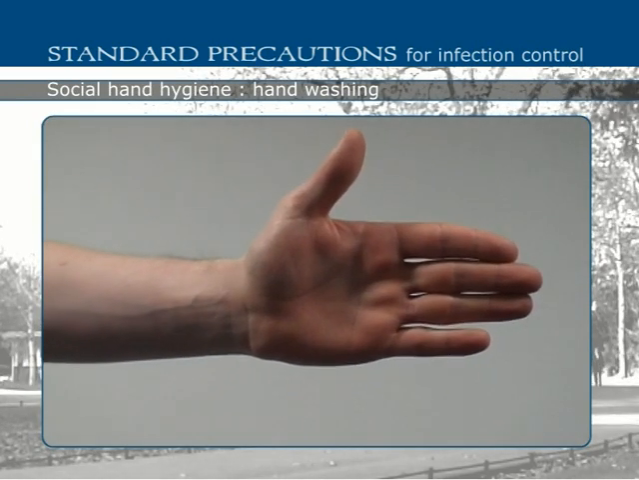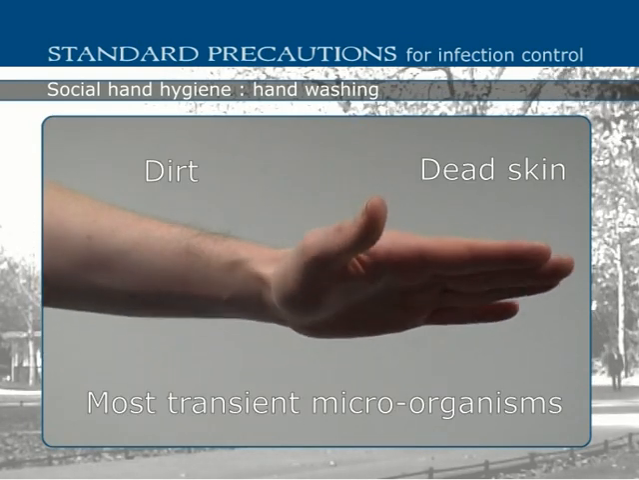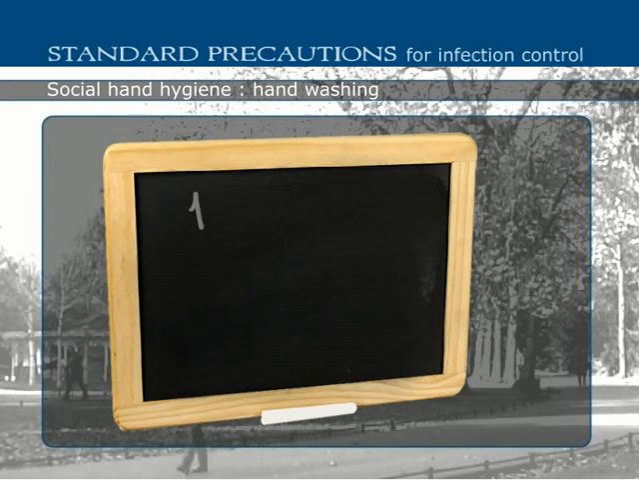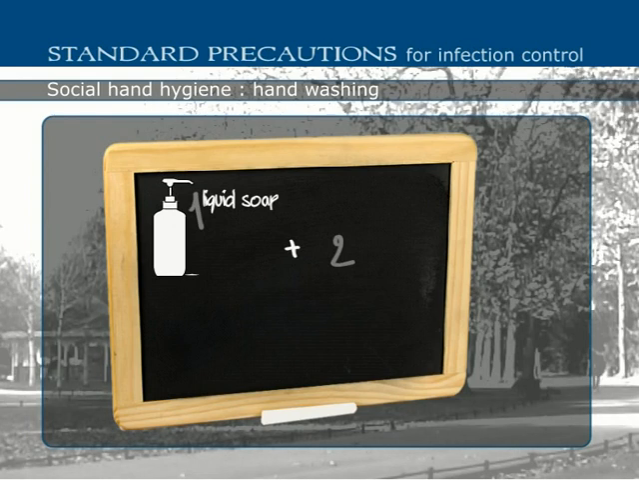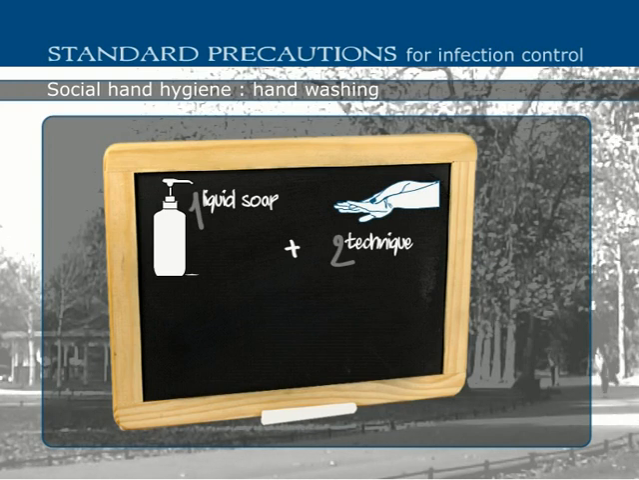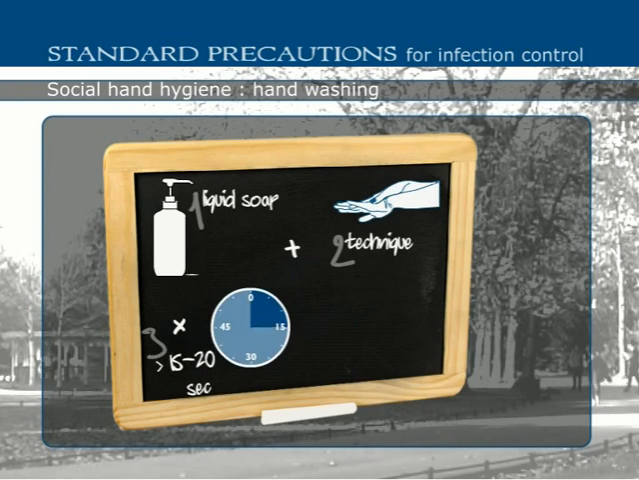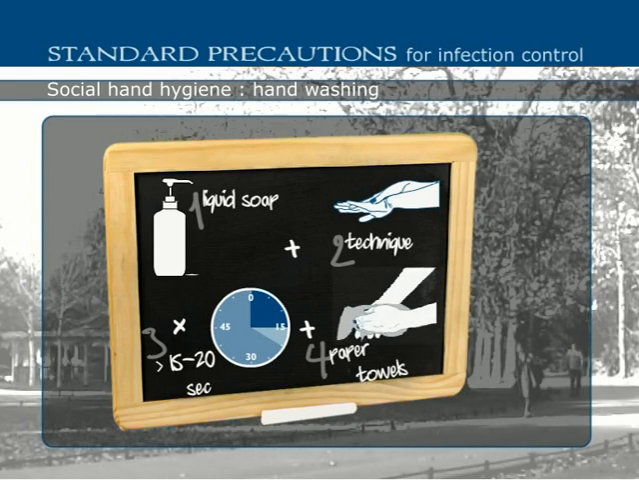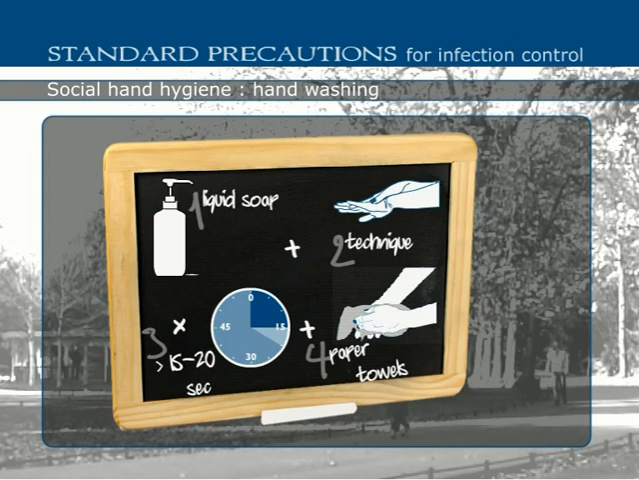Social hand hygiene through hand washing with liquid soap is used to remove dirt, dead skin and most transient microorganisms from your hands. Using the formula from earlier. 1. You will use a good neutral liquid soap and warm water. 2. The technique will involve a number of steps that covers the back and front of each hand, the fingers and the wrists. 3. You must spend a minimum of 15 to 20 seconds washing your hands. And finally, 4. You should pat your hands and wrists thoroughly dry, using good quality disposable paper towels.